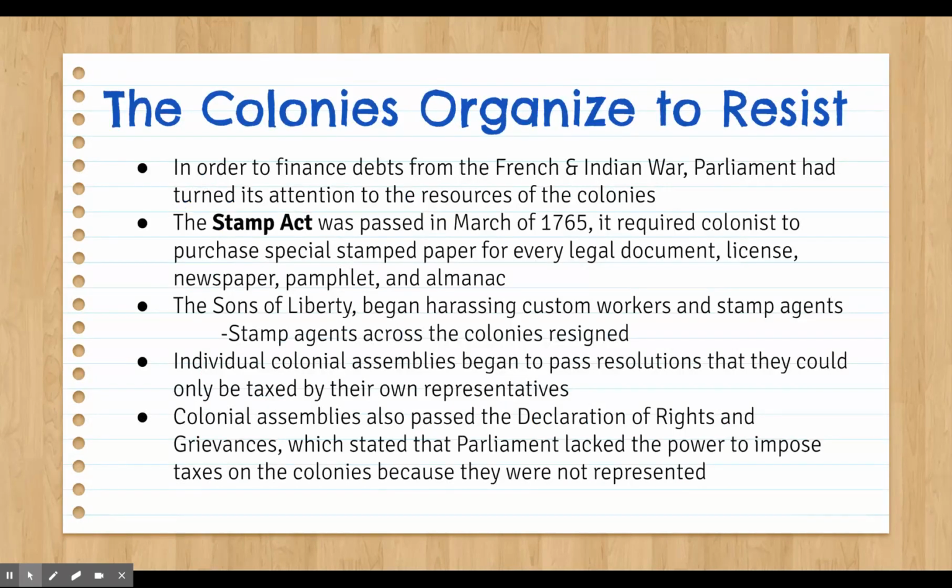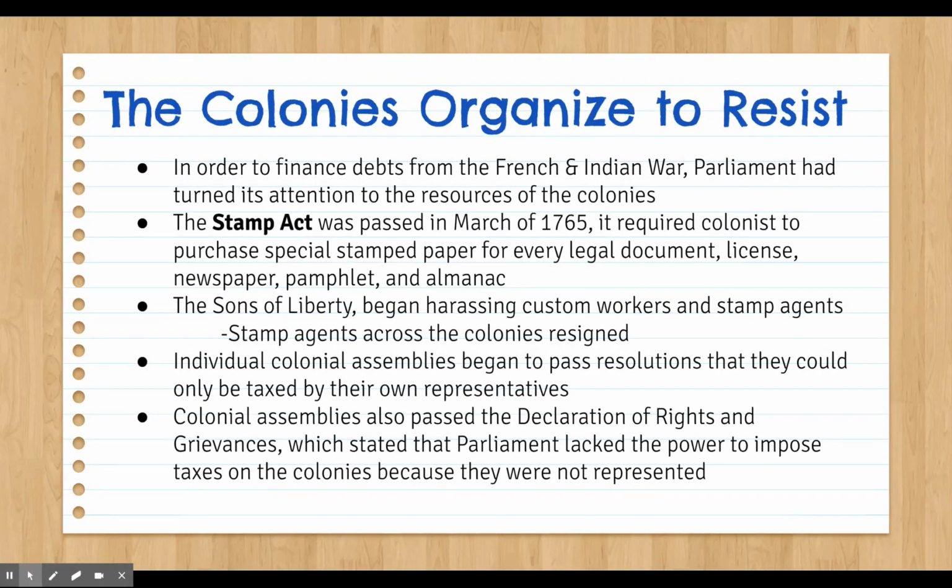The colonies organized to resist. In order to finance debts from the French and Indian War, Parliament had turned its attention to the resources of the colonies. The Stamp Act was passed in March of 1765. It required colonists to purchase special stamped paper for every legal document, license, newspaper, pamphlet, and almanac. The Sons of Liberty began harassing customs workers and stamp agents. They were this resistance group, kind of leading the charge that the colonies should be independent. And so, as they began to harass these workers, many stamp agents across the colonies just resigned. They didn't feel the job was worth all of the harassment.